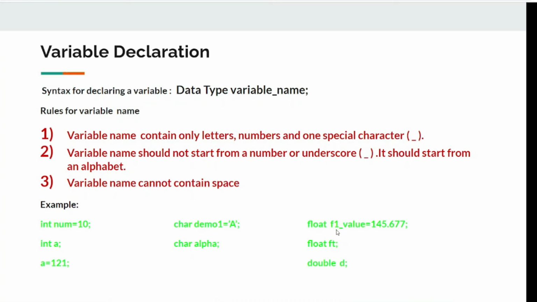So like in this example, I have f1 underscore value. So it is a correct and valid variable name. It will work. But if I write like f1 space value, it will be wrong. It will not be the correct declaration of a variable name.